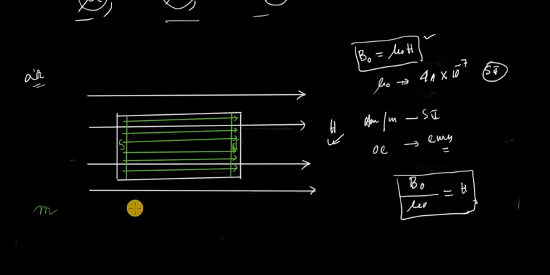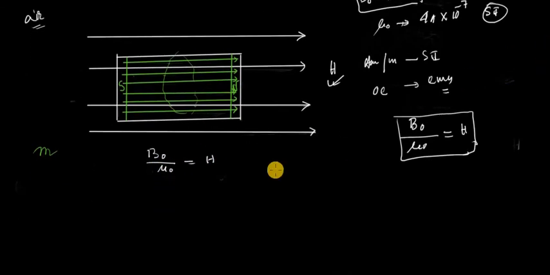So inside the sample, the number of lines of force increases. Initially, in the absence of this material, within this region the number of lines of force per unit area is B0, and B0 divided by mu 0 gives H. But now the number of lines of force increases, and the total lines of force now becomes B, not B0. B is greater than B0.